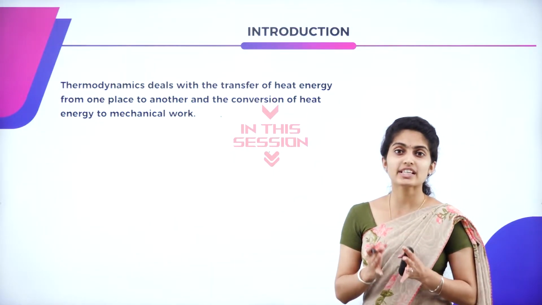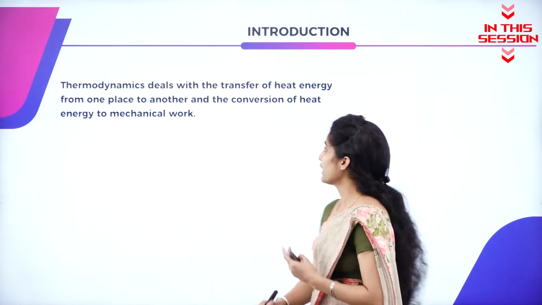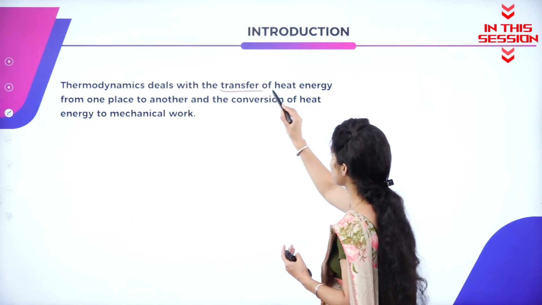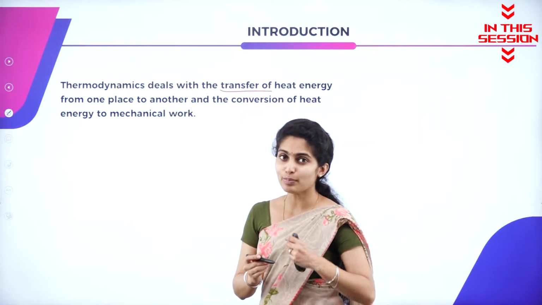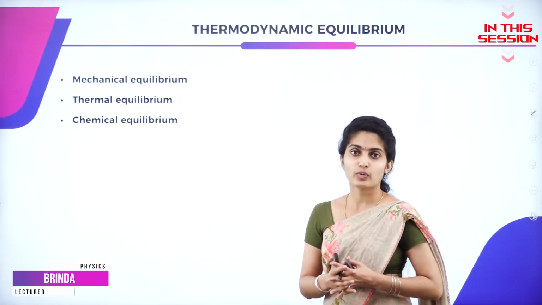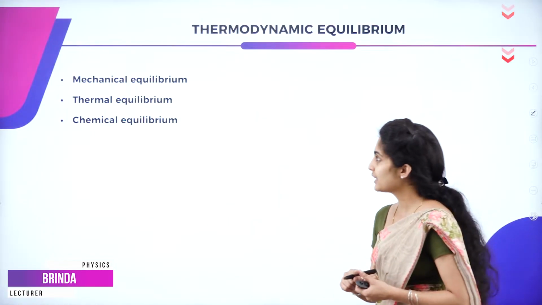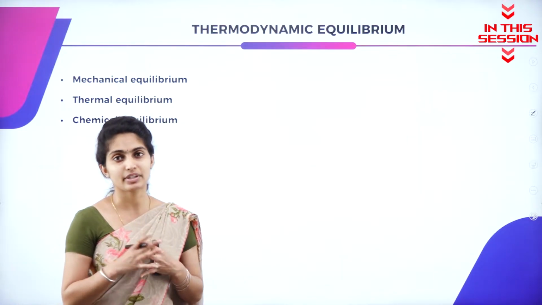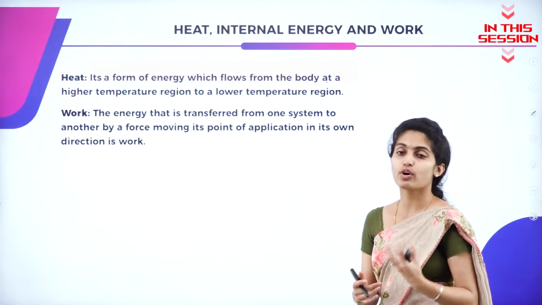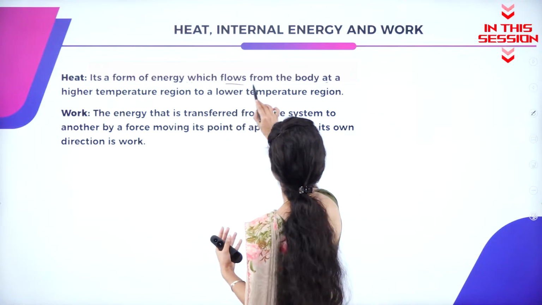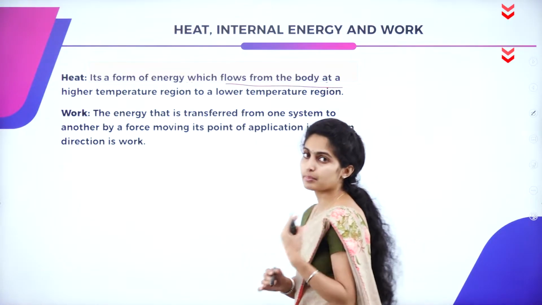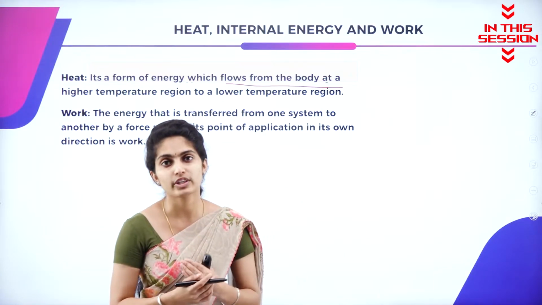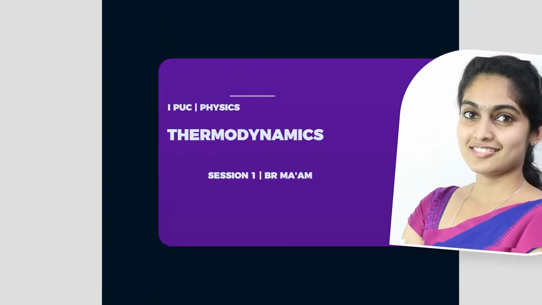One which deals with transfer of energy. So here we are transferring energy from one place to the other place. There are three types of thermodynamical equilibrium. There are mechanical equilibrium, thermal equilibrium, as well as chemical equilibrium. Heat is a form of energy which flows from the body at higher temperature region to a body at lower temperature region.